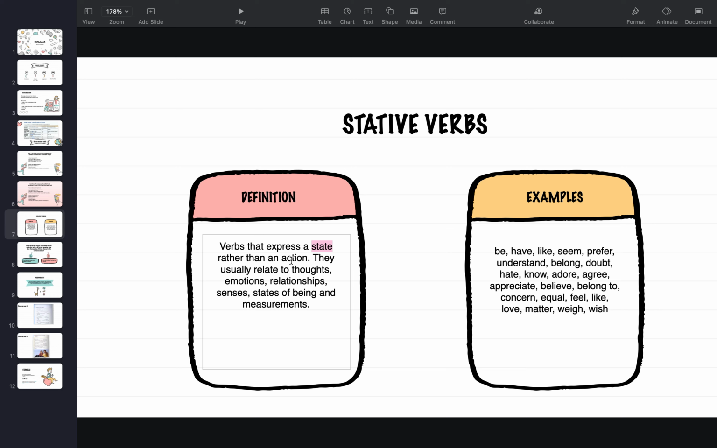Biasanya bila kita cakap pasal verb, mesti pasal perbuatan. Kita makan, minum, berdiri, berjalan, bercakap. We talk, we drink, we eat, we move, we dance. So, those are all actions.